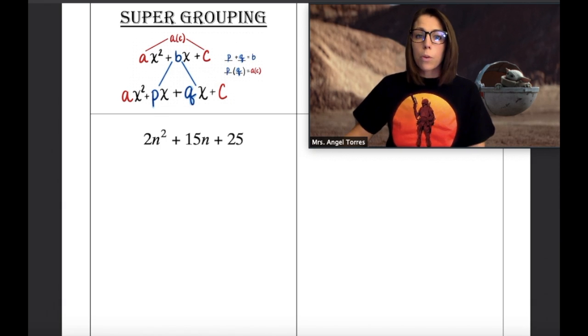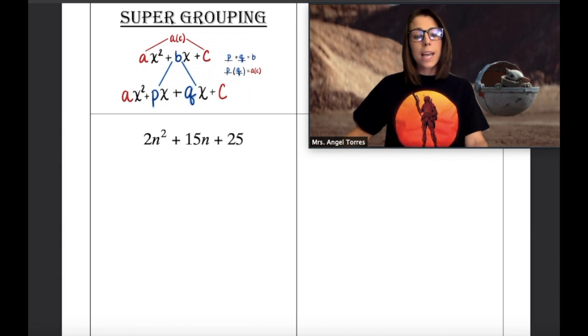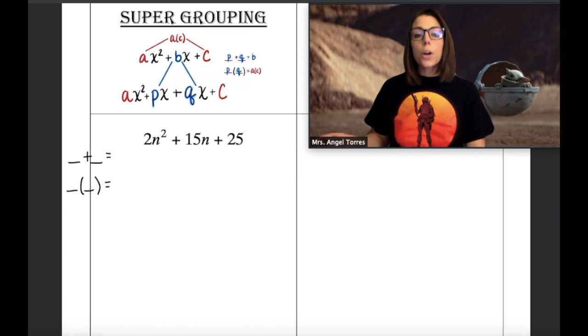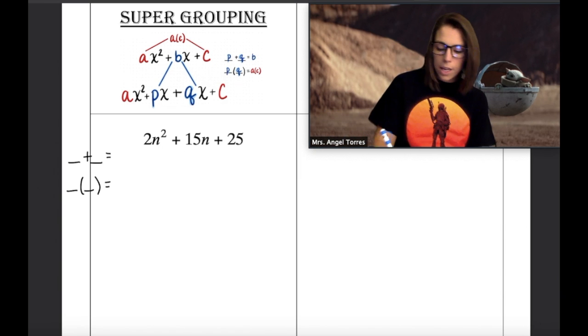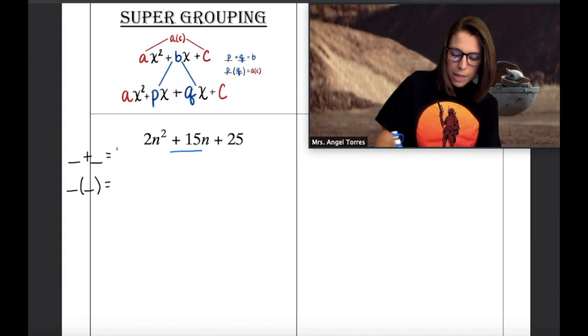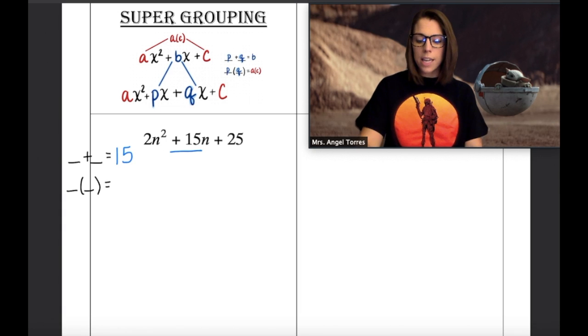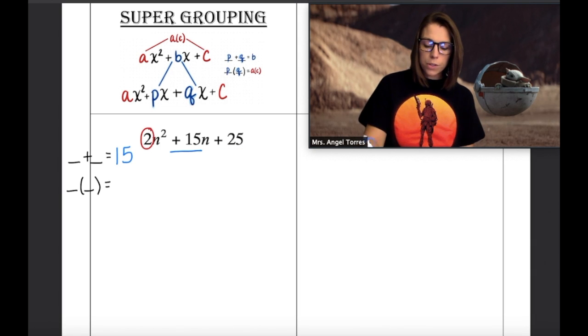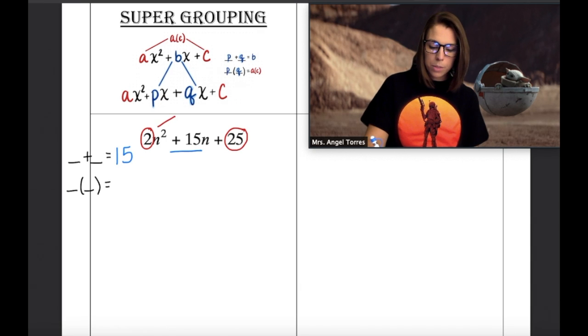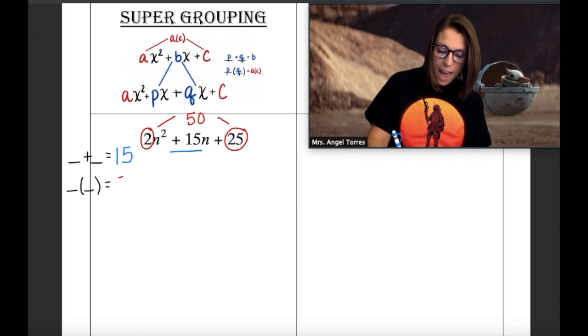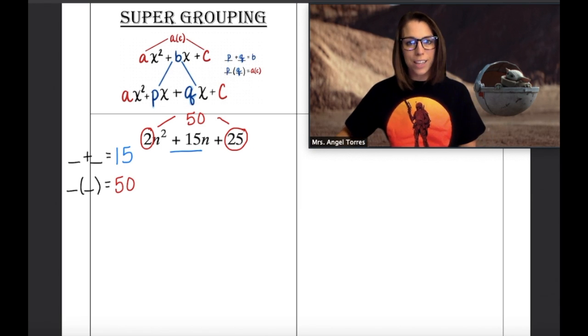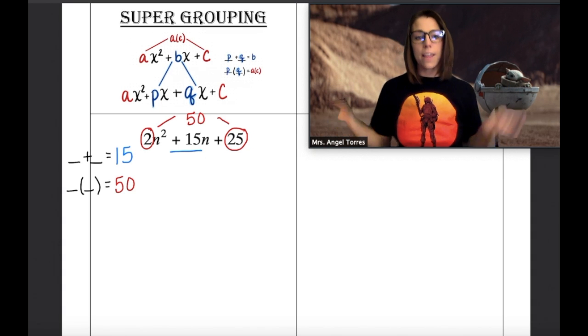With supergrouping, we're first going to start by playing the P's and Q's game, but this time with a twist. Let's start with the sum. Just like the P's and Q's method, the sum is always the middle term, so we're finding two numbers that add up to 15. However, the product is different. In regular P's and Q's, we'd be finding two numbers that have a product of 25. In supergrouping, we're going to grab the first coefficient and the last term and multiply them together. 2 times 25 is 50, and that will be our P's and Q's product. So we're taking the first and last, multiplying, and that's our product.